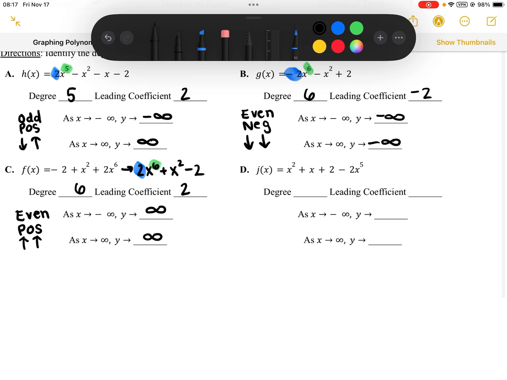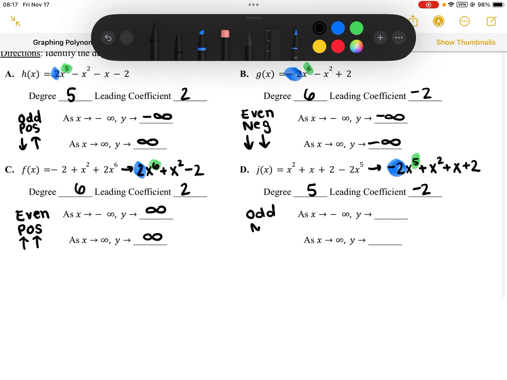For D, I have j of x equals x squared plus x plus 2 minus 2x to the 5th. I need to rewrite this one in standard form first. So highest power is the x to the 5th, so negative 2x to the 5th. Make sure you keep the sign. Plus x squared plus x plus 2. My degree is going to be 5. My leading coefficient, negative 2.